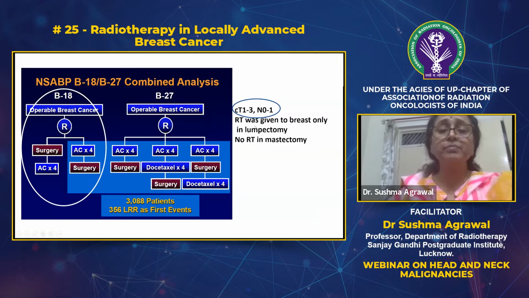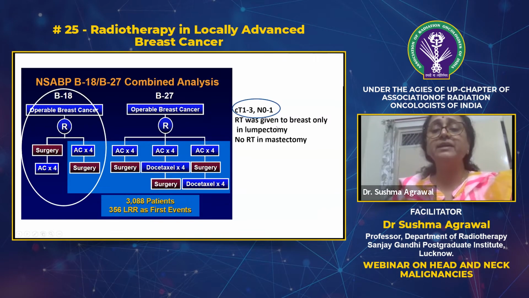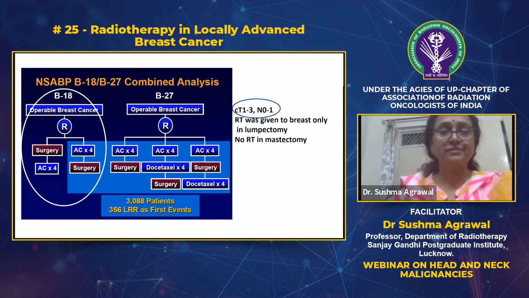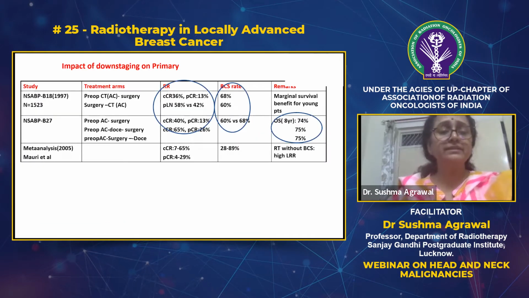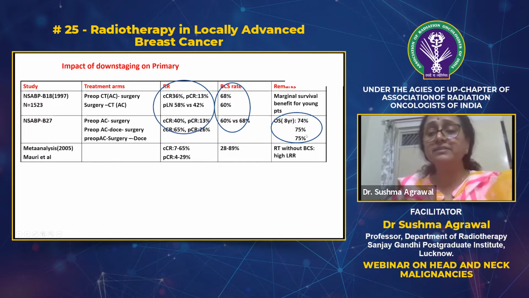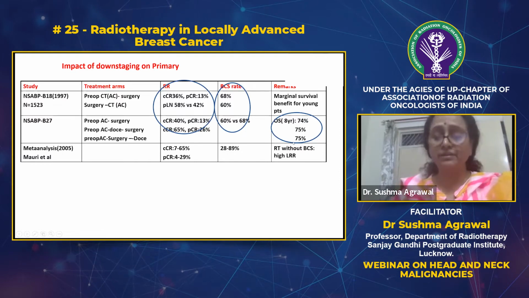And the other important thing which you should keep in mind is that radiotherapy was given to breast only in lumpectomy patients, and in mastectomy patients, no radiotherapy was given. So what did they see? They saw in the second study that the PCR rate, that is pathological complete response rate, improved from 13 to 26% with administration of docetaxel. The other thing was that there was an enhancement in the BCS rate by 10%, 60 to 68%. And at the same time, the survival was same in all the 3 arms.